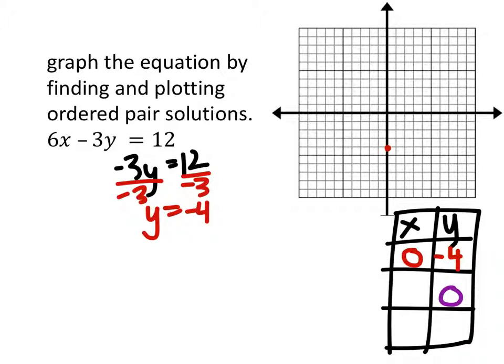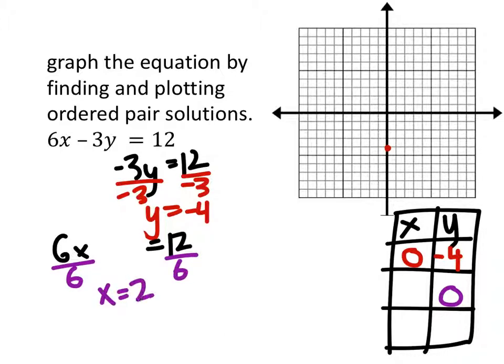Next up, I'm going to find the x-intercept because it is in this form: 6x minus 3y equals 12, but I'm going to replace the y with 0. Now again, this is good because anything multiplied by 0 is 0. So I can make that a phantom 0, and I can solve for the x value pretty quickly by dividing both sides by 6. So x equals 2.